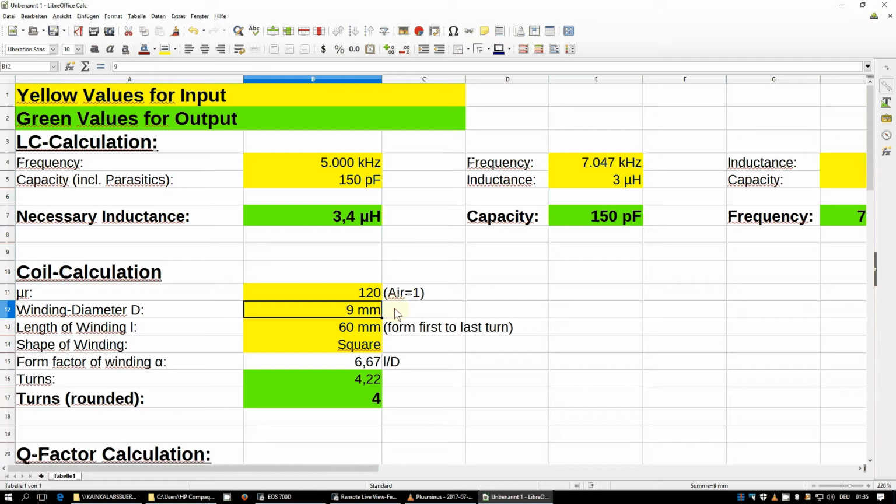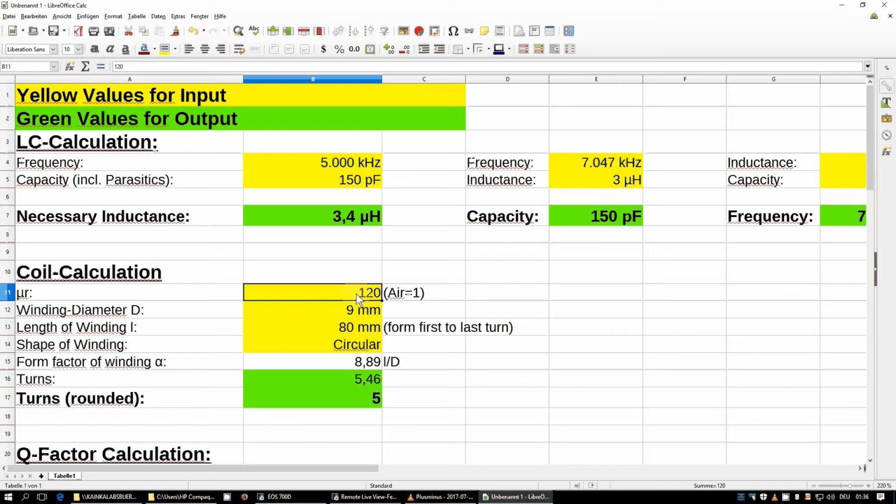So next, the length of the winding was 80 millimeters. The shape of the winding is round or circular, and we get a number of turns of 5.46, so not near to 7. And you might think, well, where does the difference come from? We have the exact values of the winding diameter, the length of the winding, etc. Well, there are two effects which are not taken into account by our graph to find the effective permeability.